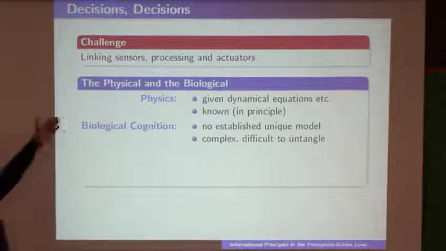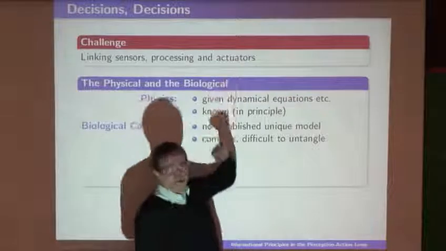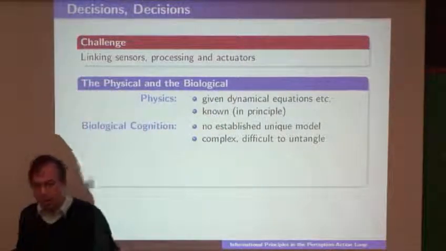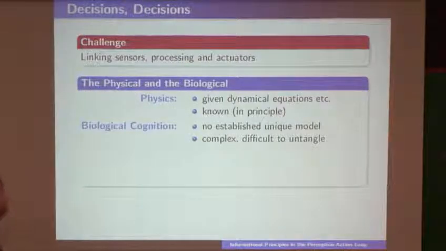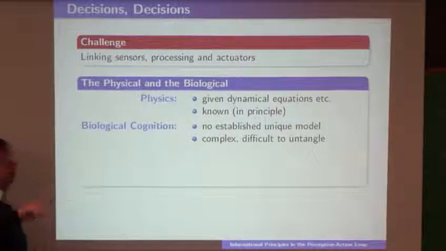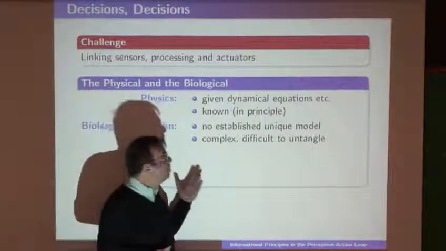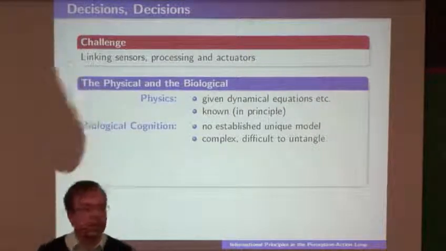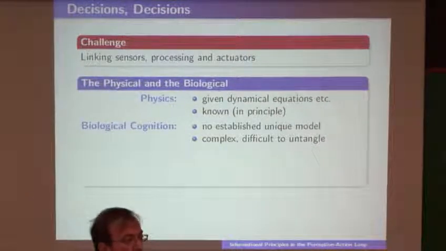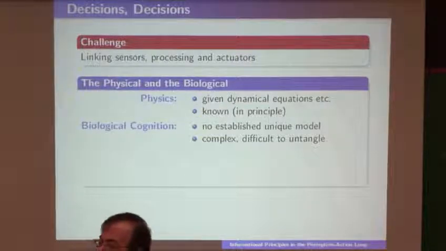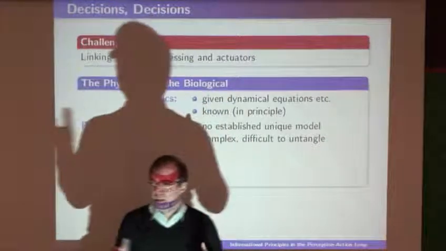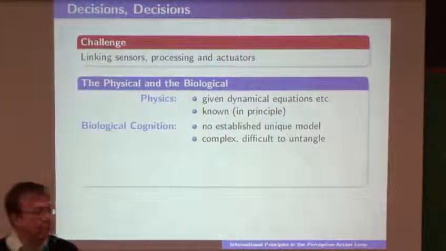So the idea is the following. In physics, you have dynamical equations, you know them more or less, essentially. And they are in principle known. Sometimes you can't compute them. In very big systems it's difficult, but essentially you assume the physics is known. The problem with biology is it seems there's no established unique model. It's complex and difficult to disentangle, and you can have two world experts on a particular part of the brain who will not agree what it's doing. And I have seen that. I mean, there are two really smart people that really know their stuff, and both say, no, this is not doing this, it's doing something else.